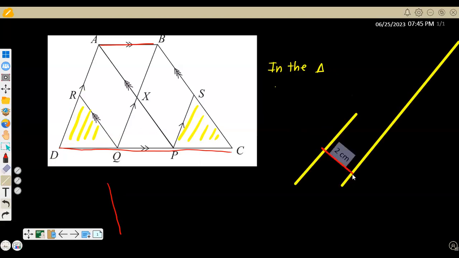Their perpendicular distance, the difference of the length between these two straight line segments, is equal. That means the perpendicular distance between them is always equal.